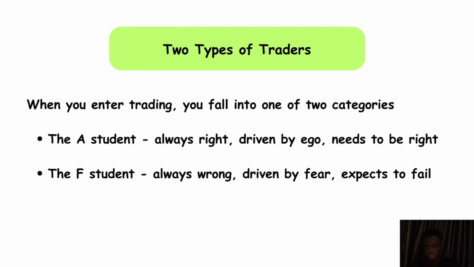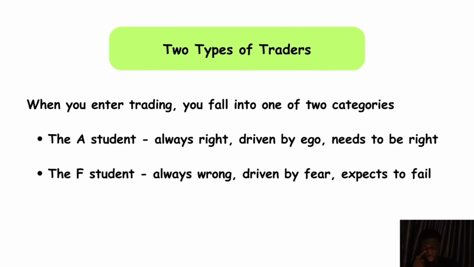There are two types of traders actually. When you enter trading, you fall into one of these two categories, and we have an A student. So imagine in your class, there are top students in your class, if you went to school, and the A students, they are always right. They are driven by ego. They always need to be right. And you always see it when they get an outcome, their results, and if it doesn't meet the expectation, they always tend to object and be like, no, this is not my result.